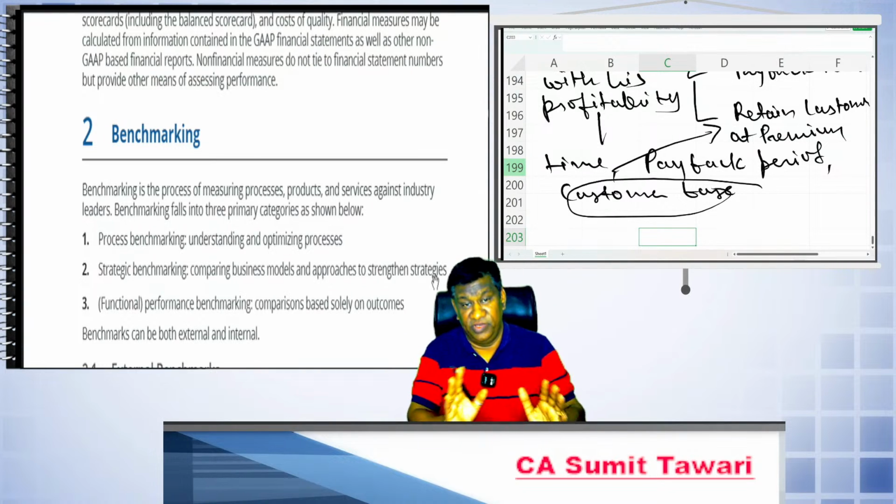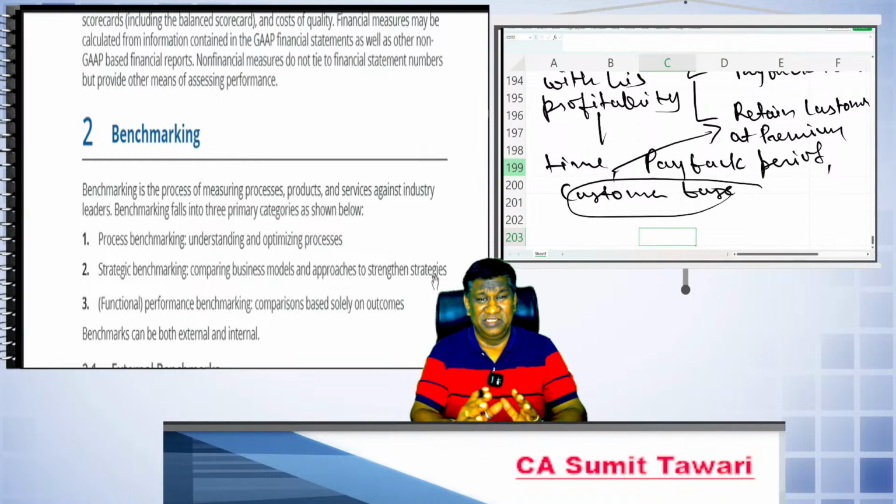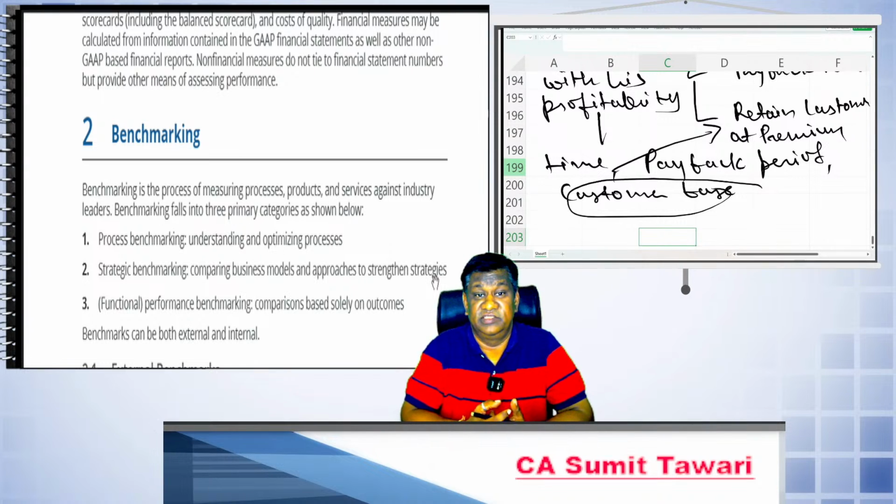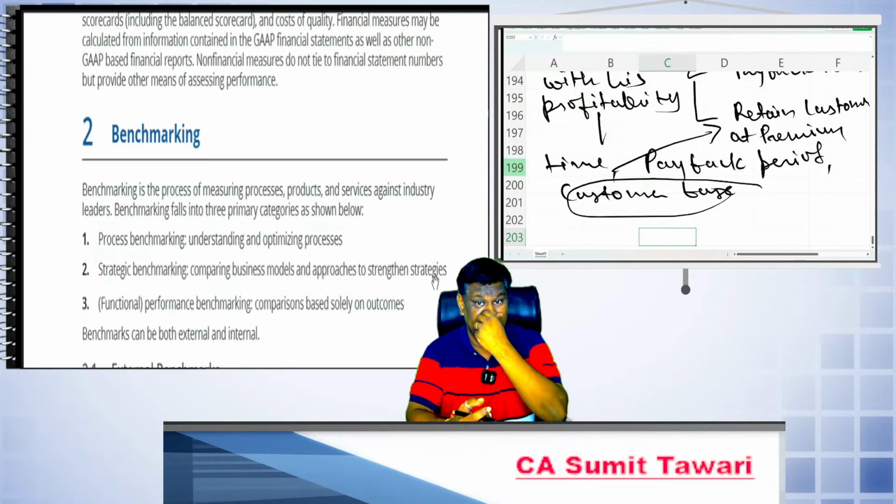So when you are making any strategy and doing benchmarking with other companies, then you come to know what would be the right approach or strategy. That is basically strategic benchmarking. And then functional performance benchmarking, a comparison based solely on the outcome. Benchmarking can be both external and internal.